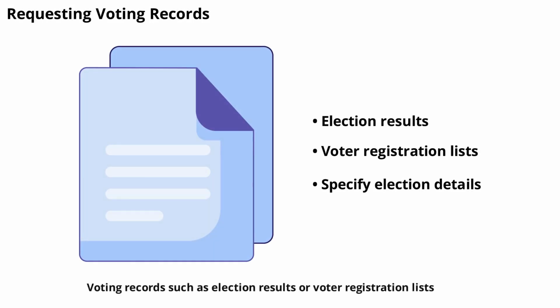Voting records, such as election results or voter registration lists, are public in many states. These records help ensure transparency in the electoral process. When making a request, specify the election, date, or precinct for the information you need.